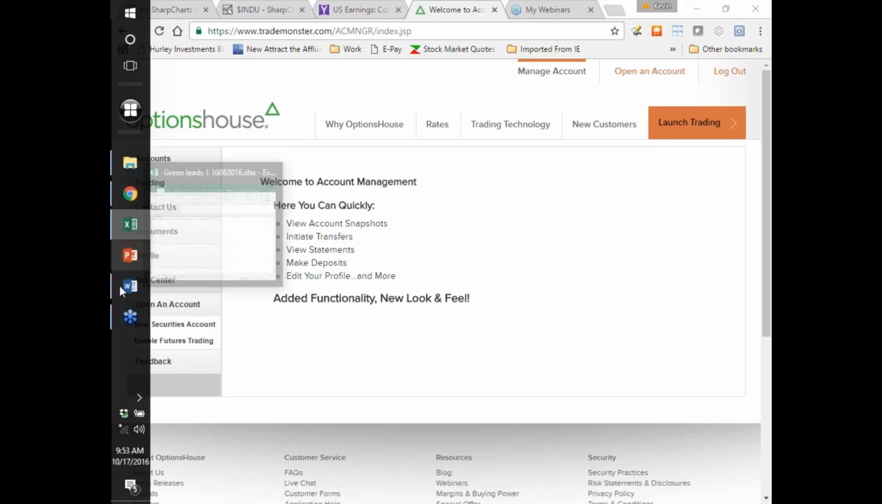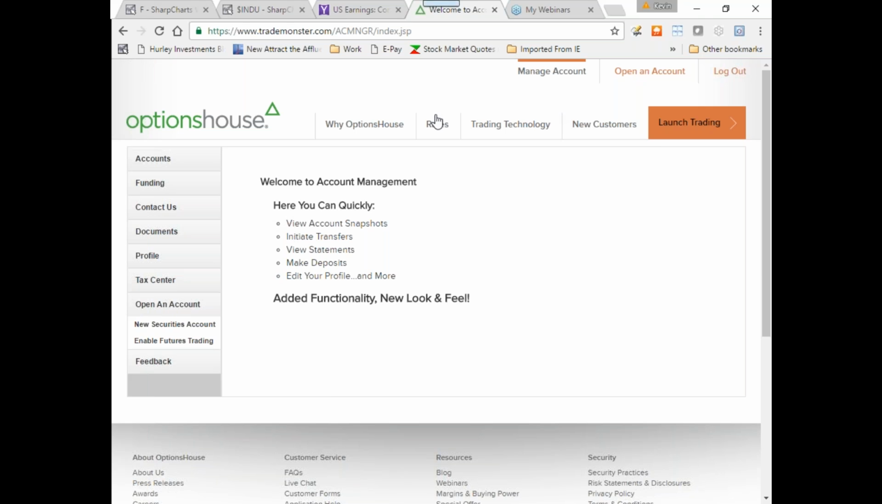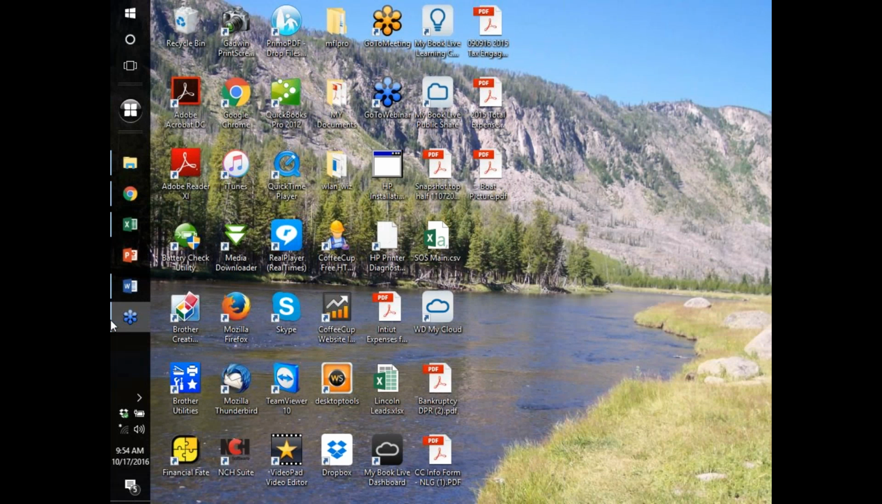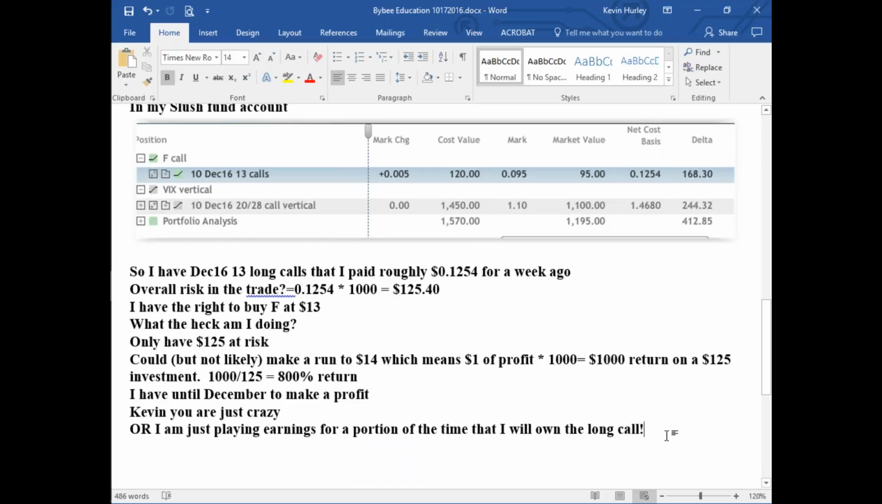What I was going to show you is if I went down a couple strikes, I could show you that I could probably short forward. If the stock goes down, I can short a call at $12 for December and take in an $0.085 credit.